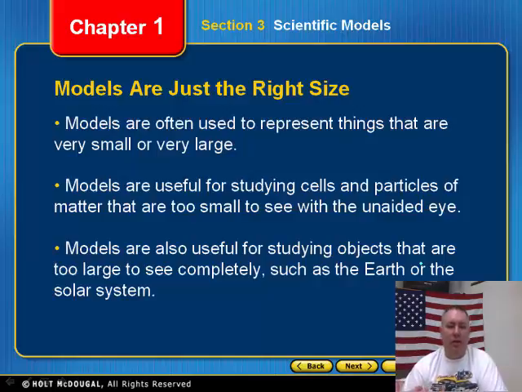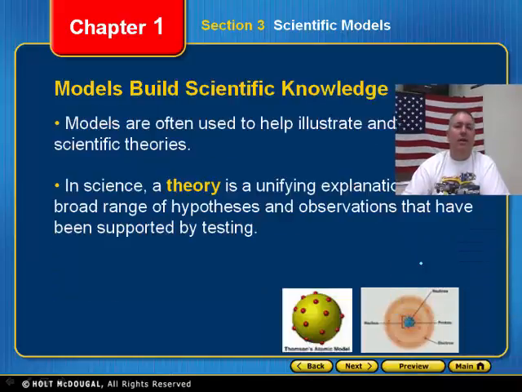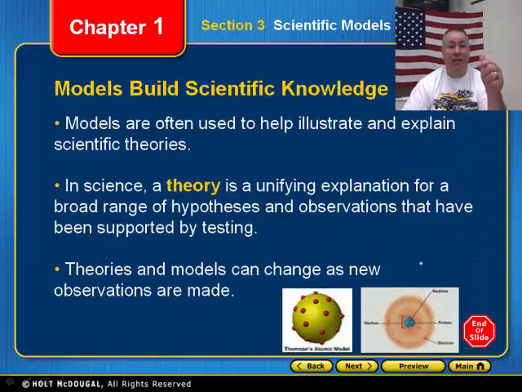All right, so these models are useful for studying cells. We use these models to study objects like the Earth. We use models to study things that are too complex for us to understand. We use models for all those different things, so we're able to get an idea of how something operates or how something works. Now, models help us to build scientific knowledge.